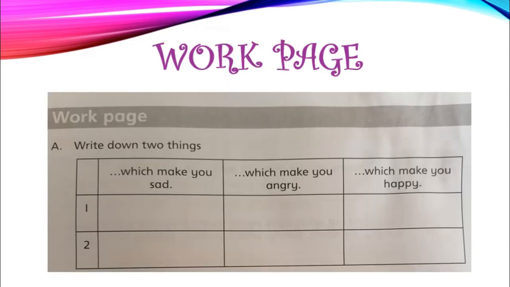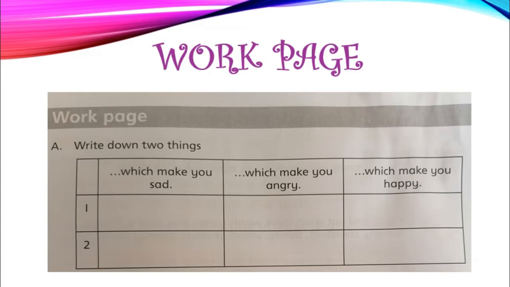Let's start with the work page. Question number A. Write down 2 things which make you sad. That's what we are going to write in the first column of this table. In the next column of the table, we will write 2 things which make you angry. And in the last column of the table, you will write 2 things which make you happy.